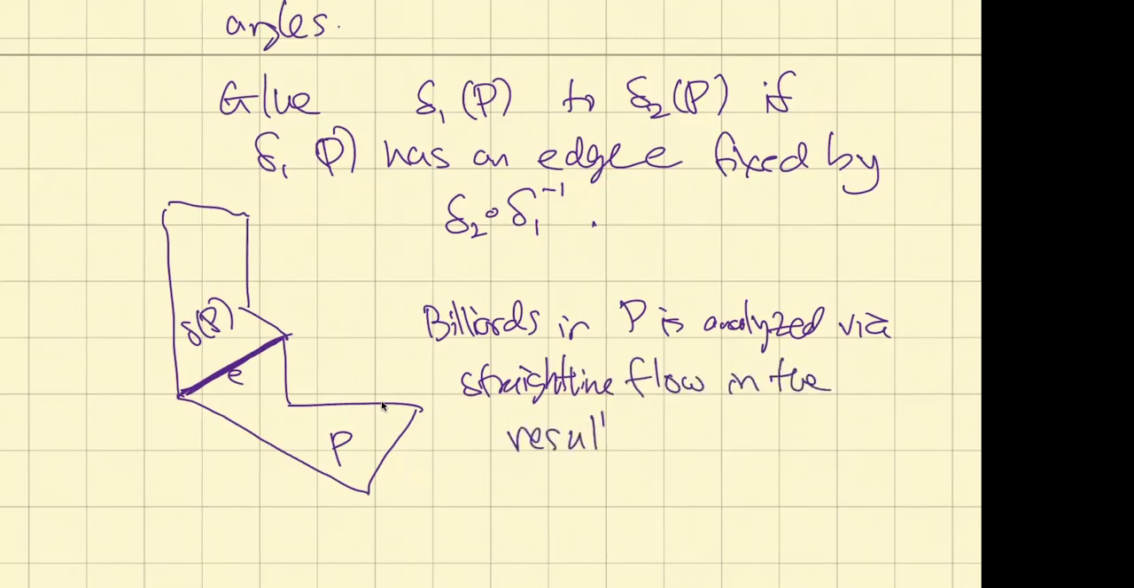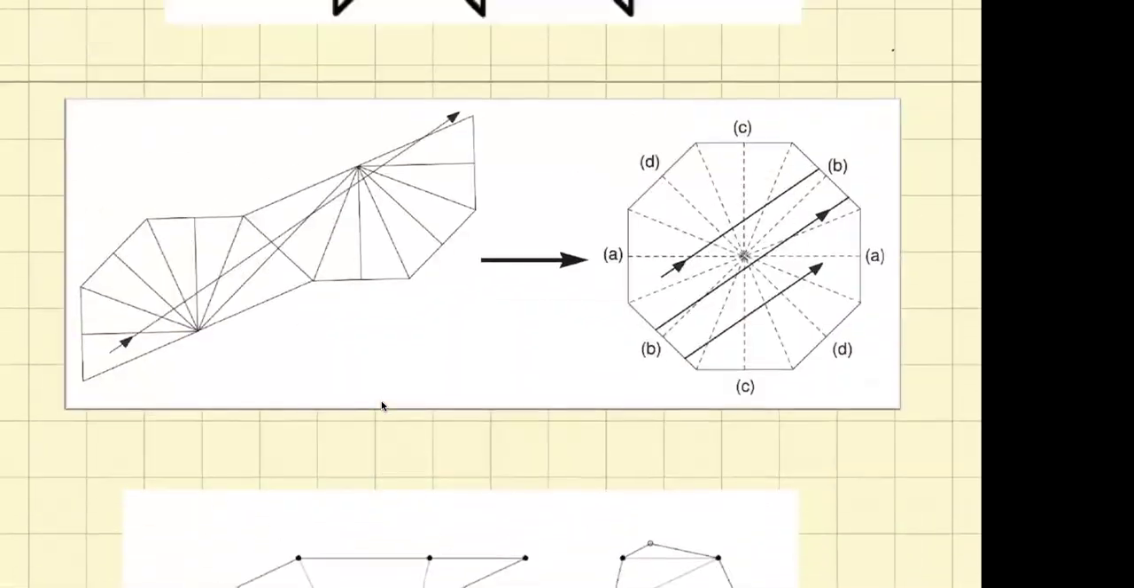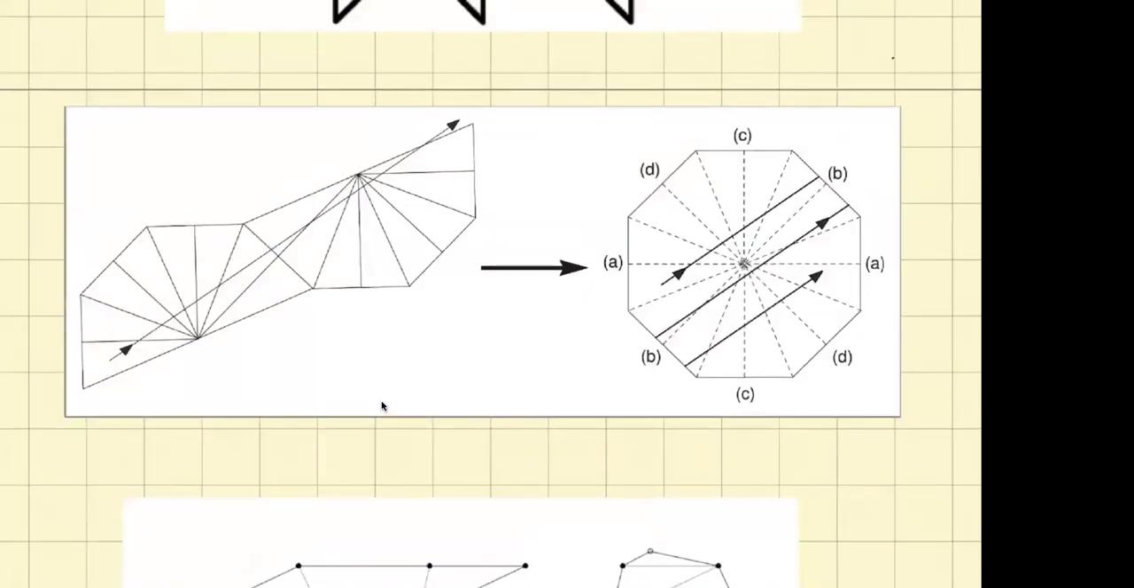on the resulting translation surface. So let me explain that with a slide. Here we start with this polygon, this triangle, and we're interested in billiards in this triangle. It turns out that the group generated by the reflections in the sides has 1, 2, 3, 4, 5, 6, 7, 8, 9, 10, 11, 12, 13, 14, 16 elements.